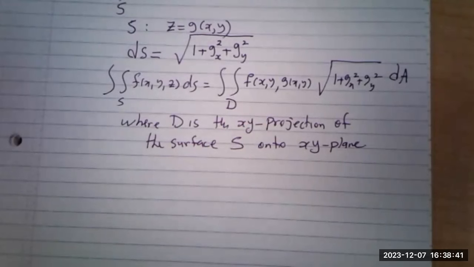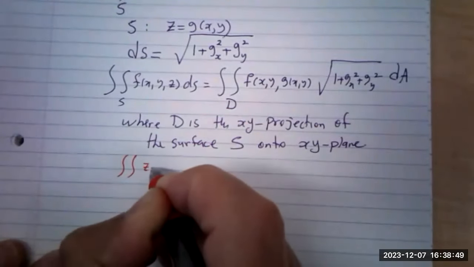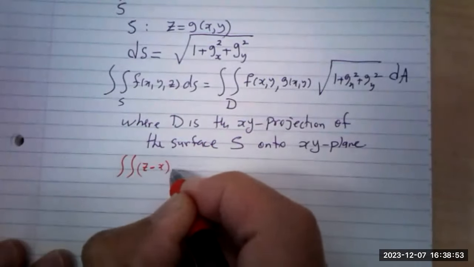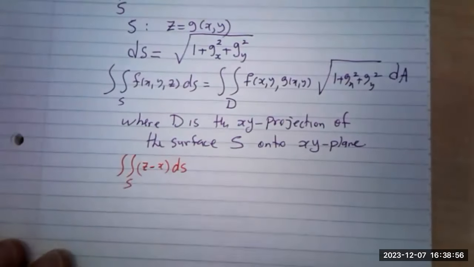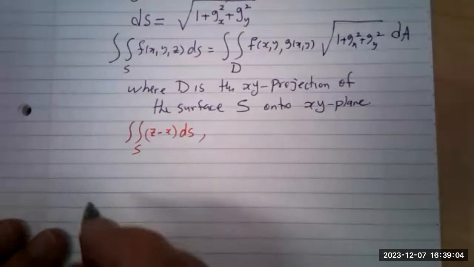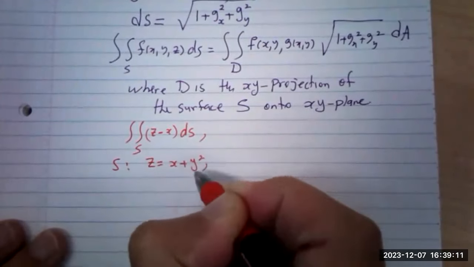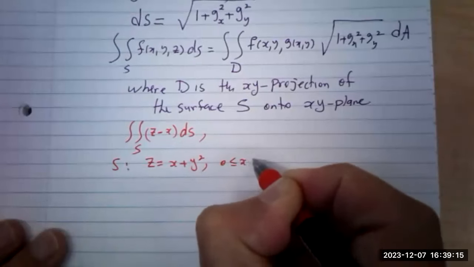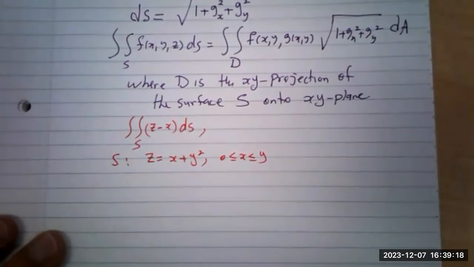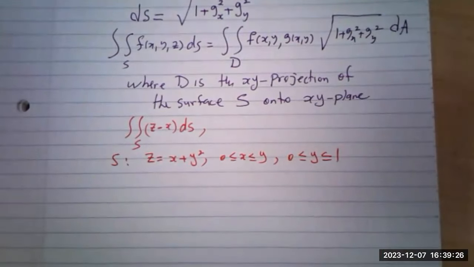Now, what is the question here? In this number 24, they ask you to find this surface integral of z minus x dS over S, the surface. Now, what is the surface? The surface is given to you by this: the graph of z equal to x plus y squared. But there is a restriction: x is greater than or equal to zero, and y is between zero and one. This will help you get the domain of integration.